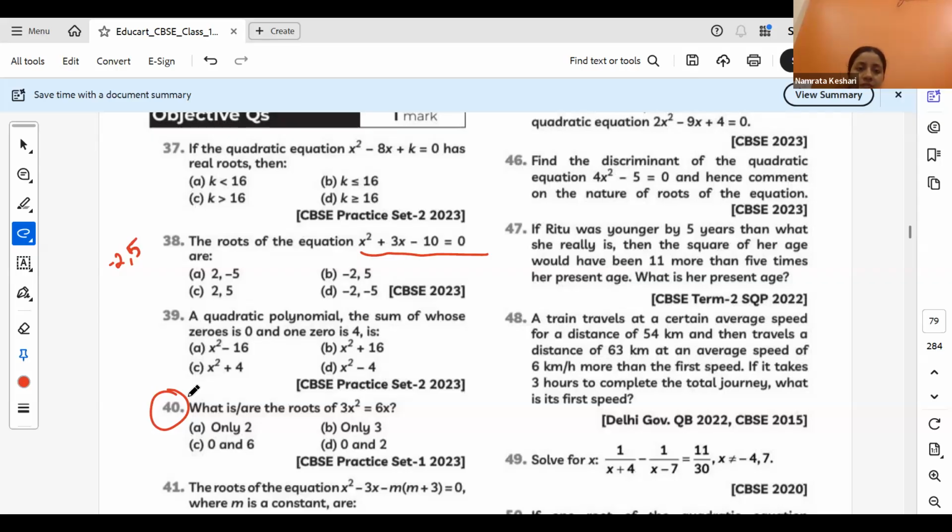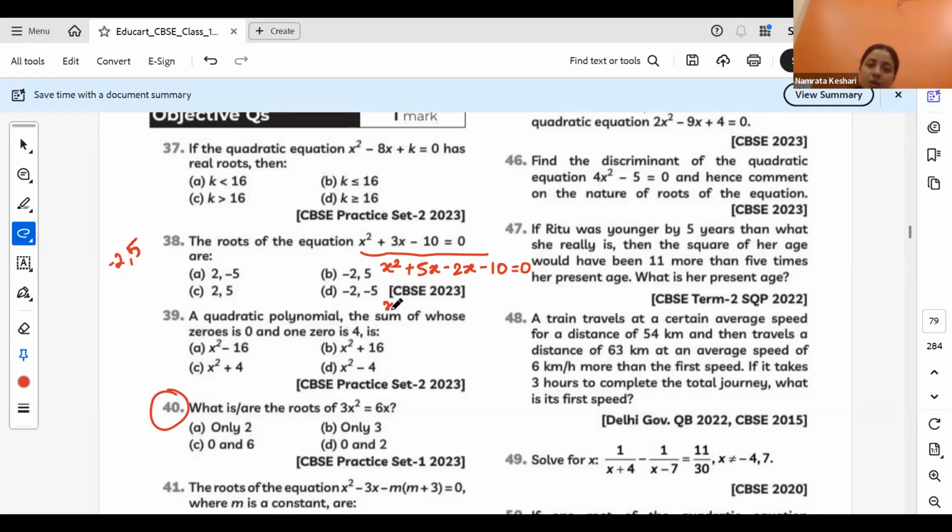Is it option C, ma'am? You got the same answer? Option C, I think. Option C. Let me check. Okay, so 10 we are splitting 5 times 2 is 10. 5 and 2 is giving the middle term. So I'm writing x square plus 5x minus 2x minus 10 is equals to 0.